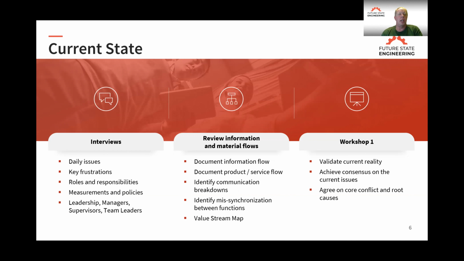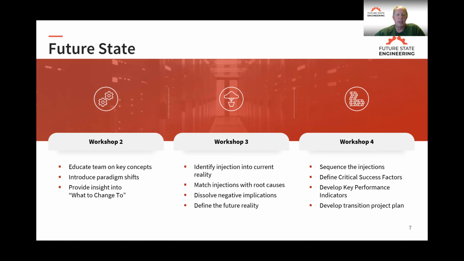The current state process is broken up into the three elements that I already discussed: the interviews, and then reviewing the current information and material flow, and the workshop that reports on what our findings are. And typically when we look at the root cause, we start to see some core conflicts that the organization has been struggling with. What we want to do as part of this future state design is to break those conflicts.